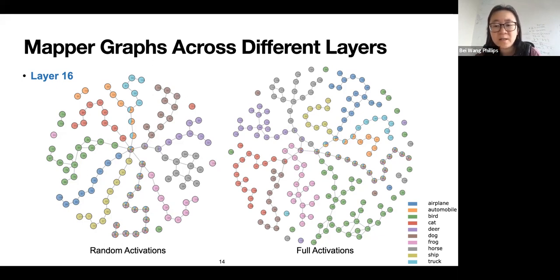The interesting thing that you can see a little bit further is that on the full activation, again, this is very parameter dependent, but you see a clustering of the transportation classes. The yellow is ship, and next to this, the branch is airplane. And next to it is truck and automobile, okay? So that whole branch is really transportation, actually.